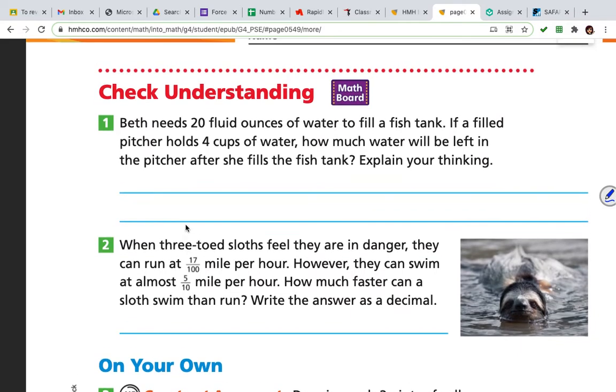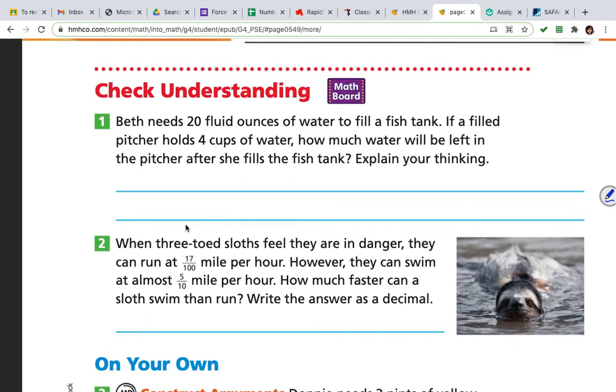So at the top of the next page, I want you to do number 1 and 2. So pause the video now, do number 1 and 2, and then start it back to check yourself.